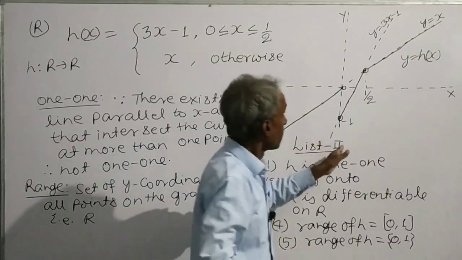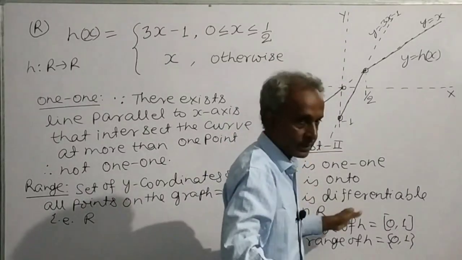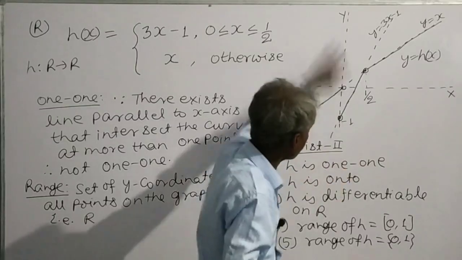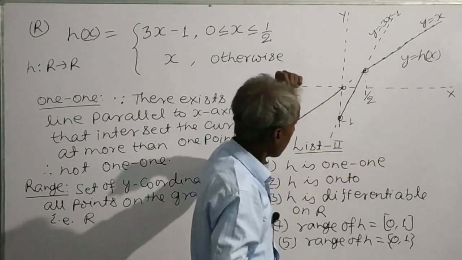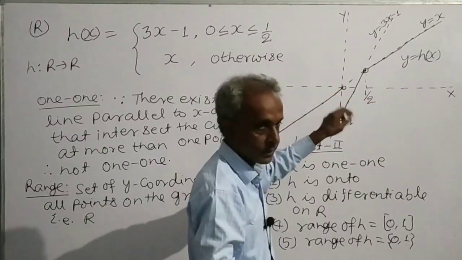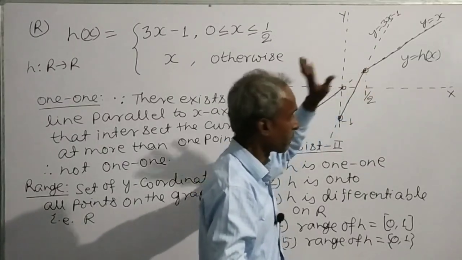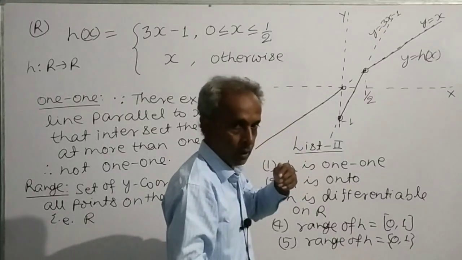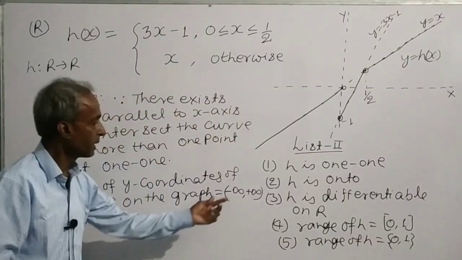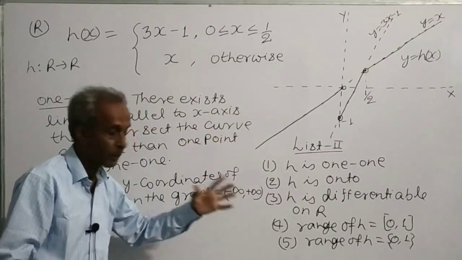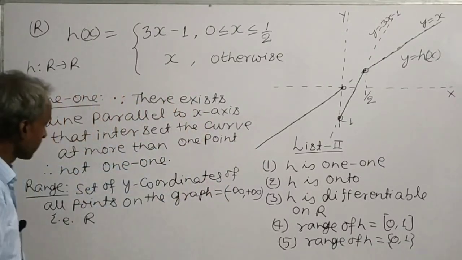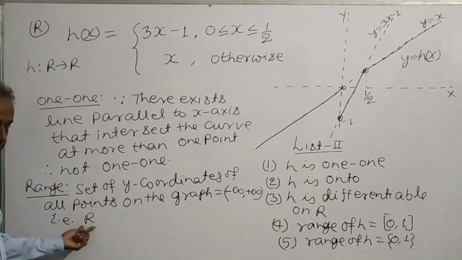That means any number on the y-axis from minus infinity to plus infinity, any real number, is the y coordinate of some point on the graph. That means the set of all the y coordinates on the graph will be minus infinity to plus infinity. That means the set of all real numbers, that means R.